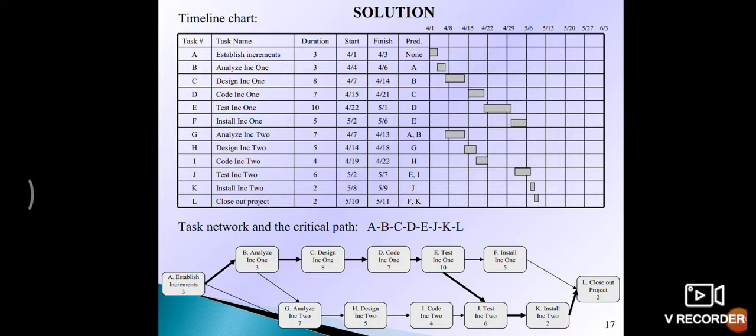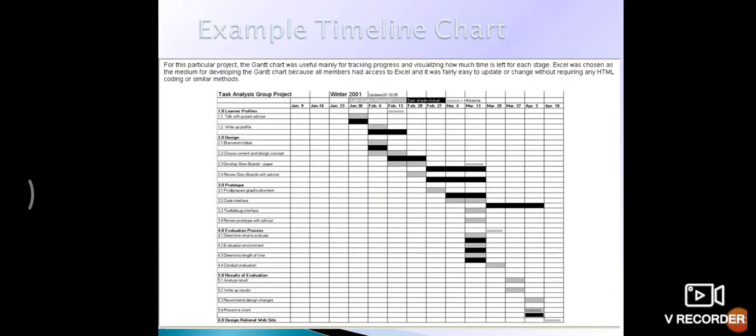Here in this example you can see the tasks established on the increments: analyzing, designing, coding, testing. Each task is divided by task name, and the duration is mentioned over here, 3 weeks or 4 weeks. Then the start date and finish date are given, and the overall task is calculated. Based on that Gantt chart, the task network or critical path is drawn. The established network is A to B, then B to C, C to D, then E to Z. It is the critical path of that particular project. This is the timeline for this particular project.